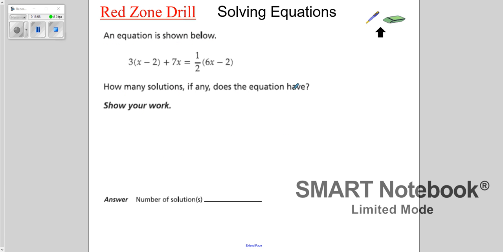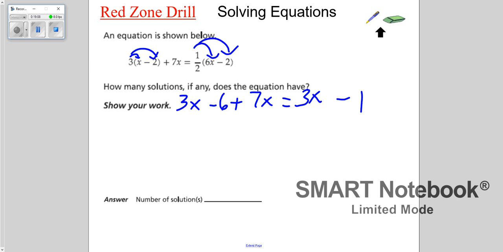How many solutions, if any, does the equation have? Pause, do it, unpause, check. All right, so I did the first step. I distributed on both sides. And back in the state exam, you could stop here and write the answer. The answer is 1 because it says how many solutions. 1 solution, not what is the solution. You didn't need to actually solve it. If you want to continue, you can.